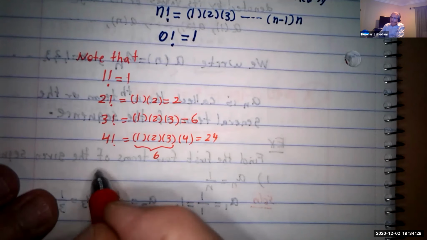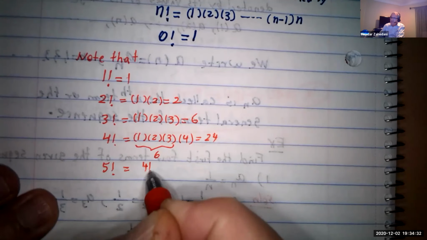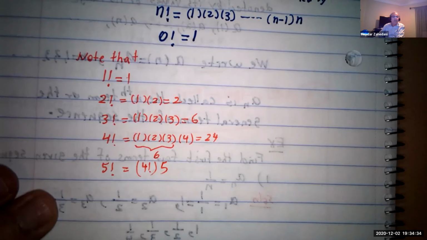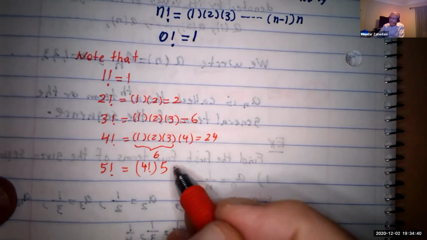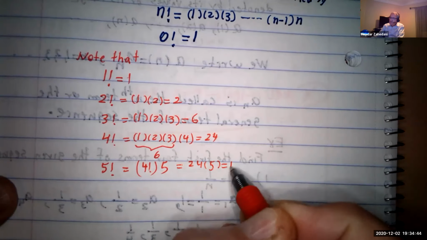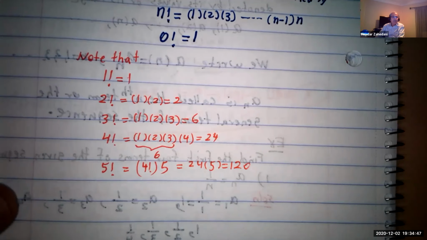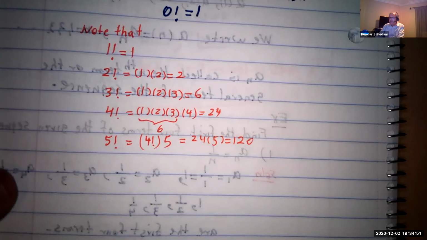Okay, if you want to find 5 factorial, it's like 4 factorial times 5. You see, it's 1, 2, 3, 4 times 5. So it's 24 times 5, which is going to be 120. Okay, so that gives you something to remember to get these factorials.